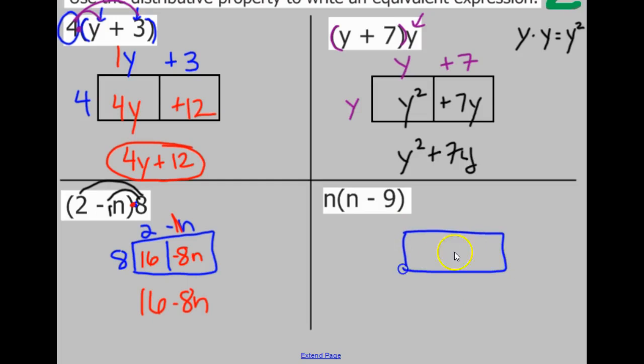Here's another one. Inside our classroom, we have n minus 9, and our teacher out front is just an n. So we have n times n, just like y times y. n times n is n squared, or n to the power of 2. And n times negative 9, just put them together, negative 9n. So n squared minus 9n.